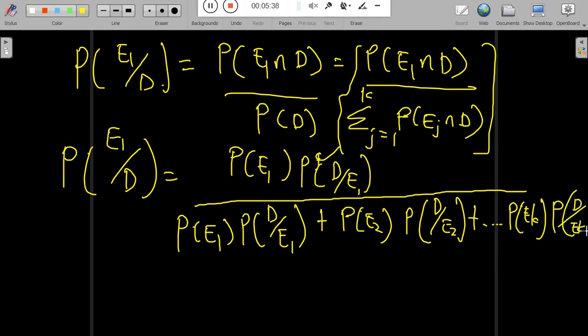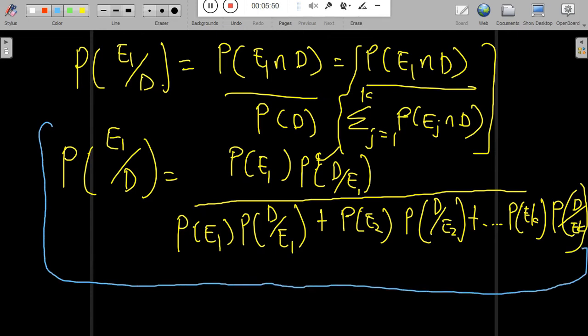So actually this is the formula that we are developing throughout what is known as Bayes' theorem. This is the general formula that we could apply when we are talking about Bayes' theorem.